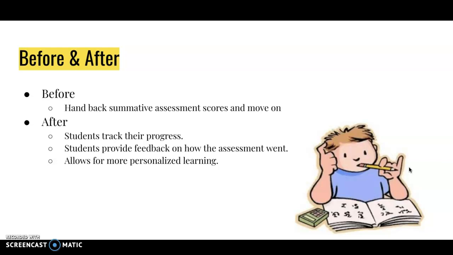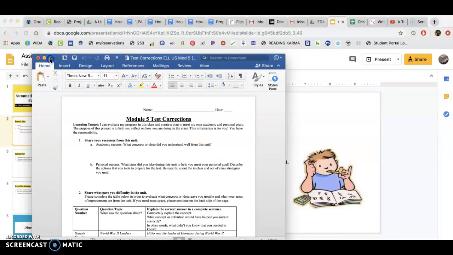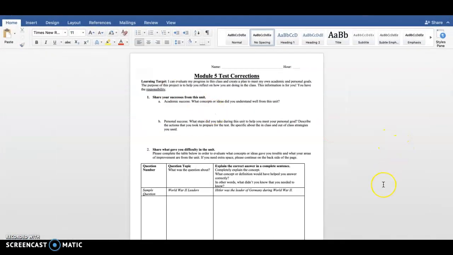So what exactly does it look like? Here is an example, just a random example. This is my Module 5 test corrections example. So the first questions, I like to start off positive. What went well from the unit? What concepts or ideas did you understand well? And then what were your personal successes? How did you study? How did you prepare? What are some great things you did during this unit? So again, just starting with that positive feedback from the unit.